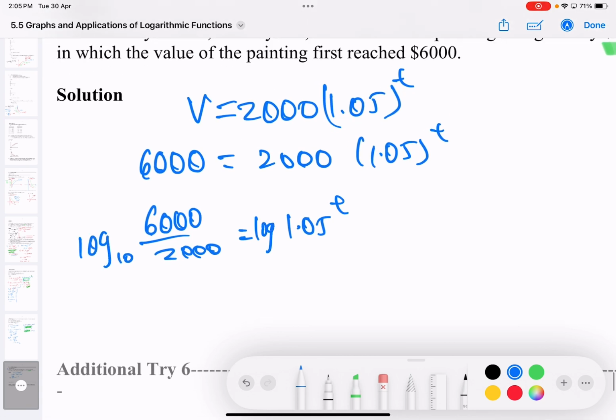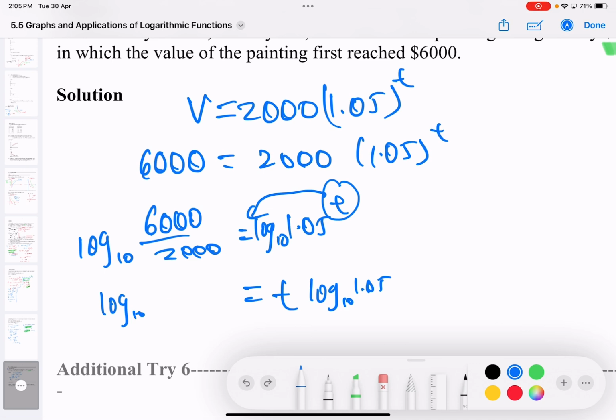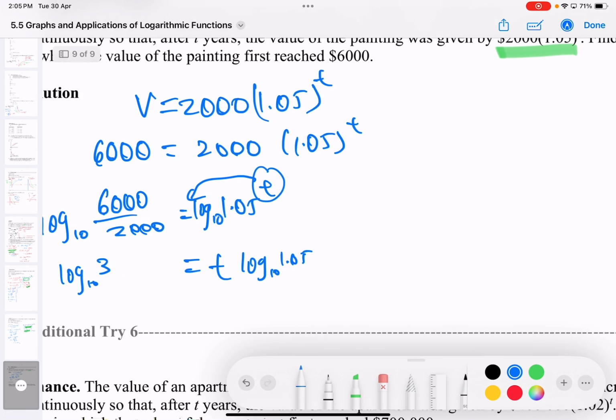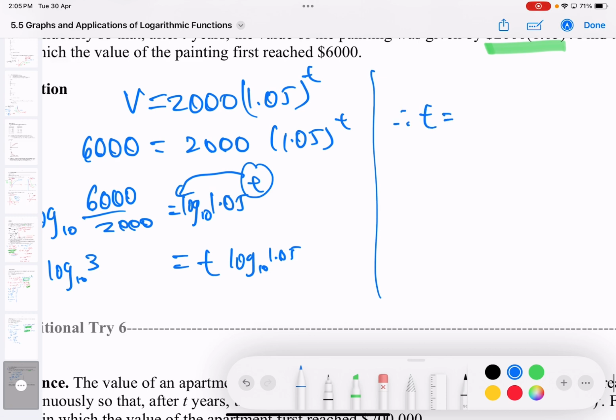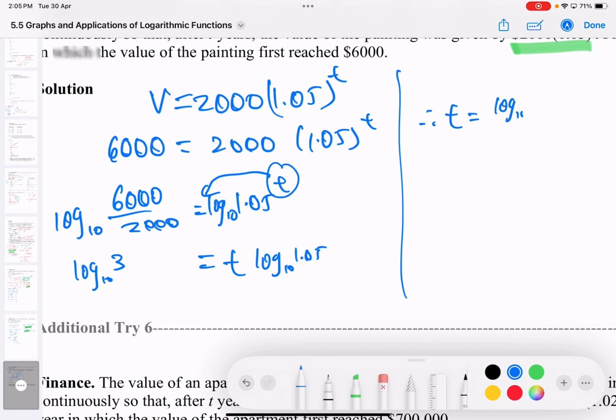Because when I log base 10, this is my power, I can bring it down. So I know that this is going to be t log 1.05, and this is log of 6,000 divided by 2,000, so it's just basically log 3. Therefore, what is the value of t? t equals log 3 over log 1.05. So enter in your calculator: log 3 divided by log 1.05.